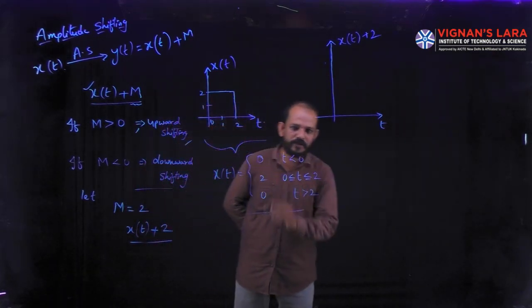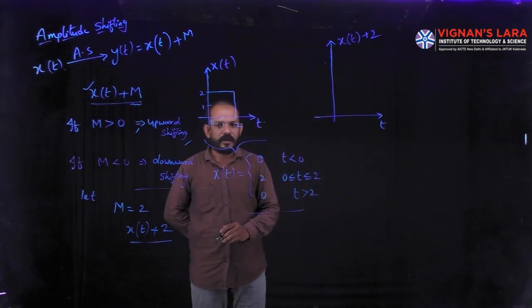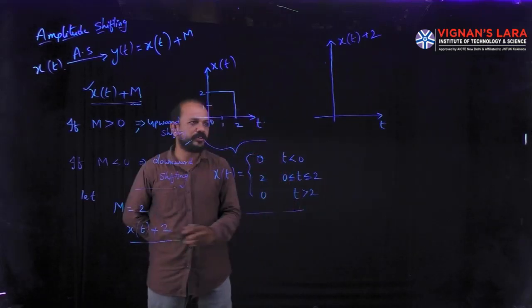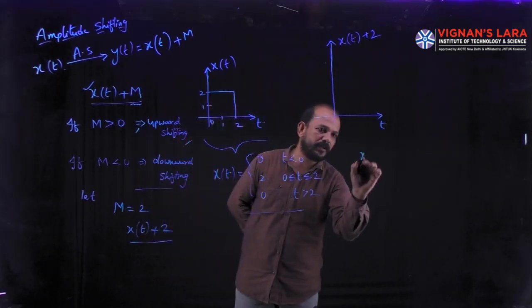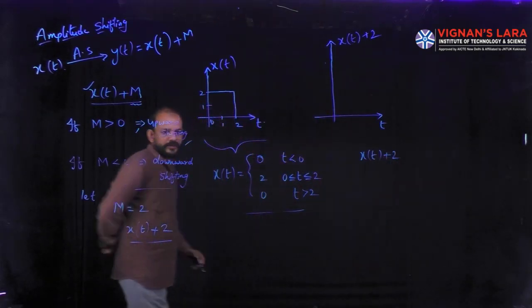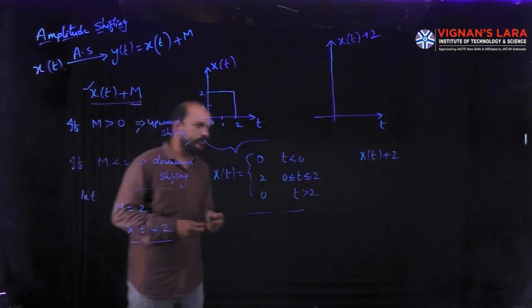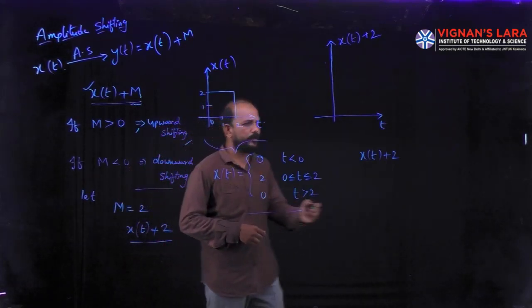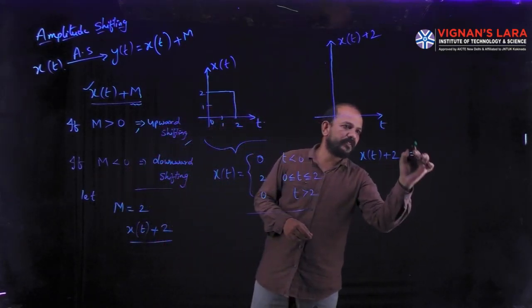Now, based on this, I need the amplitude shifted version. The amplitude shifted version is nothing but x of t plus 2. How will you get that x of t plus 2? Simple.